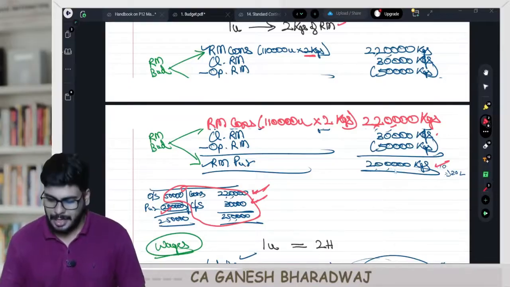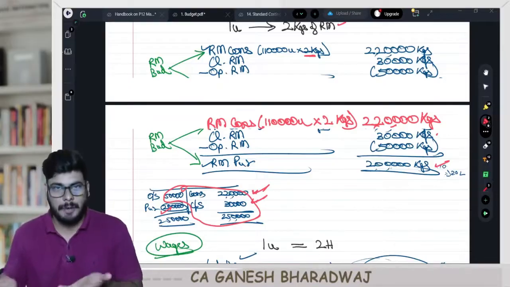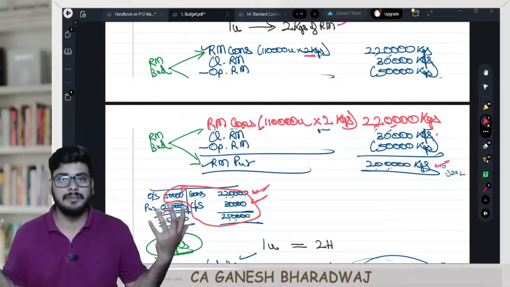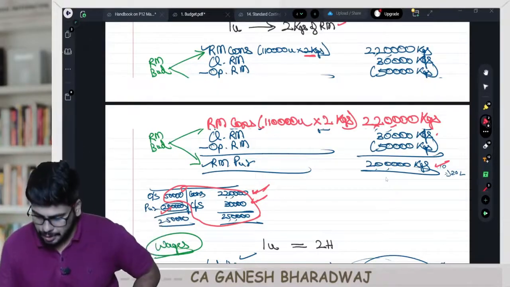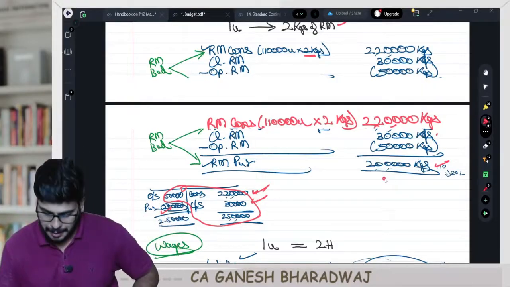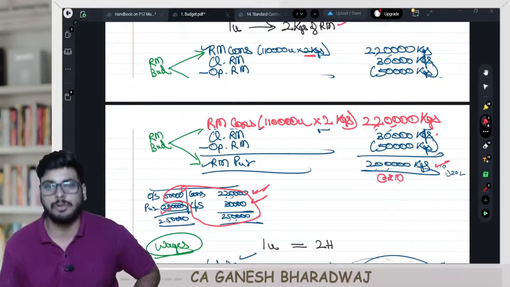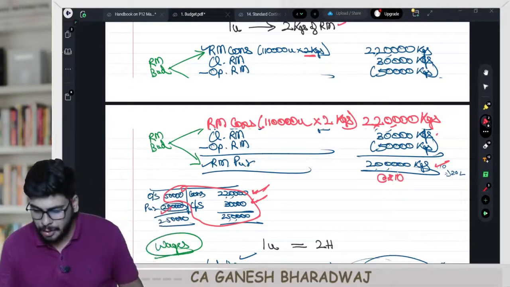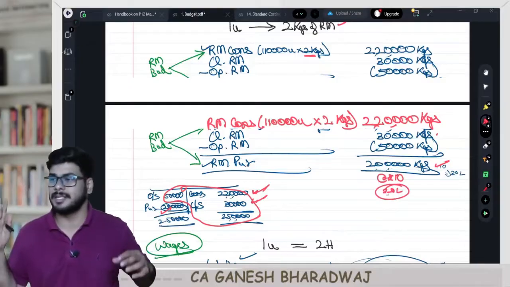Now let us say this is called as what? Raw material purchase budget. That's all. Very simple. Now let's say every kg of raw material should be purchased at how much? The purchase price is 10 rupees. So now what is the total raw material purchase budget in value? It's going to be 2 lakh kgs into 10. That's going to be 20 lakh rupees. As simple as that, guys. Are you clear with this?